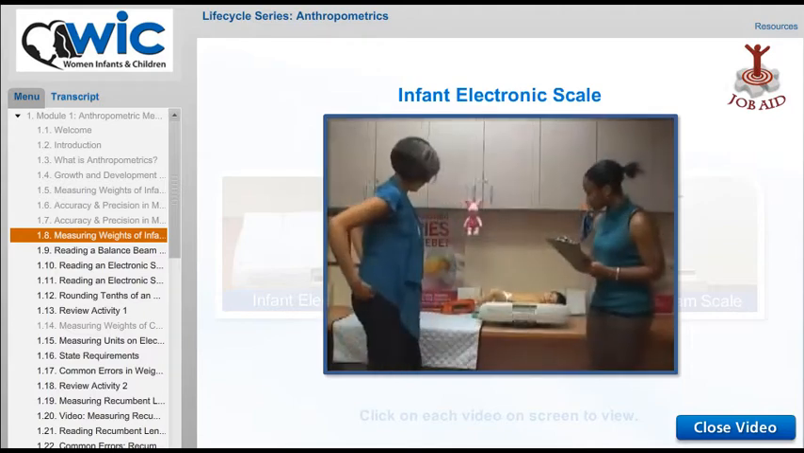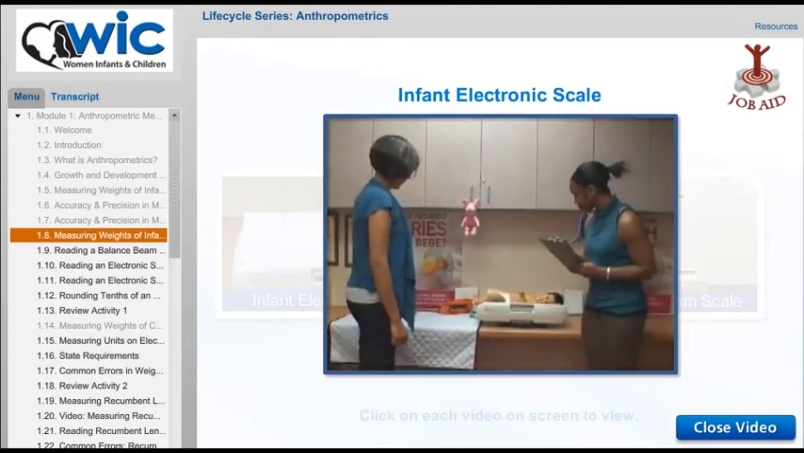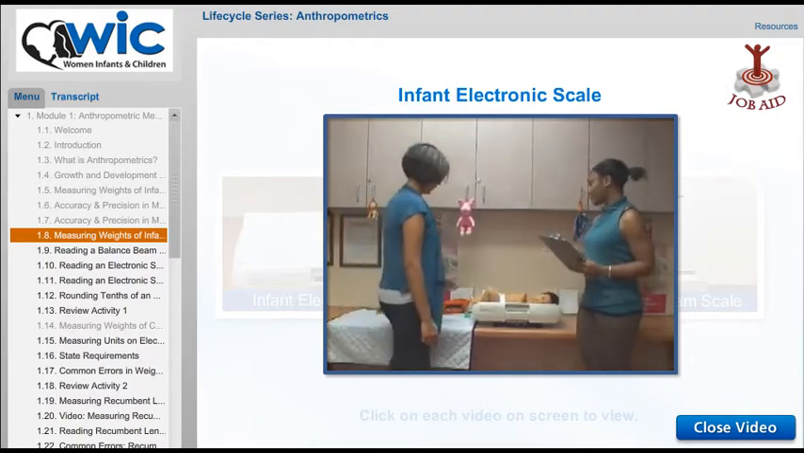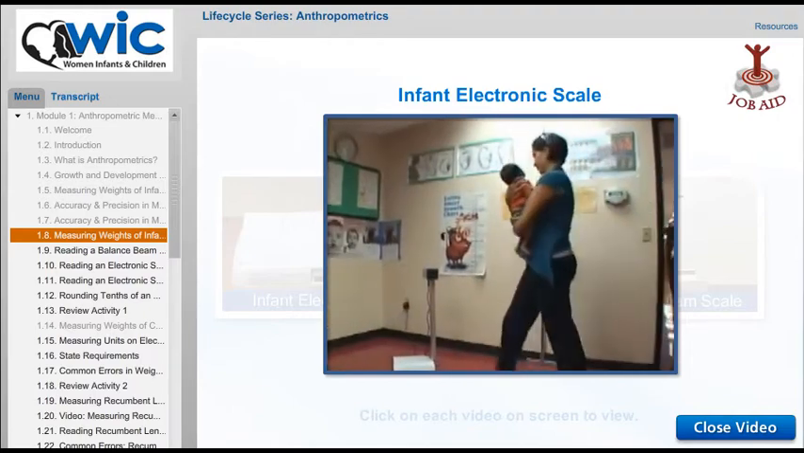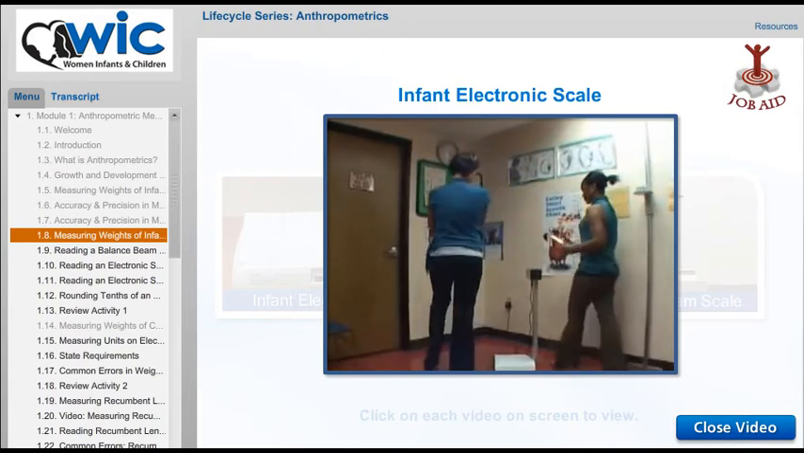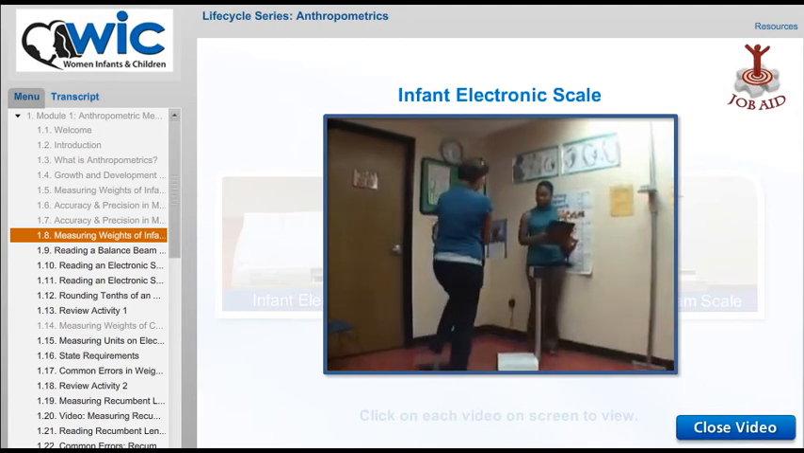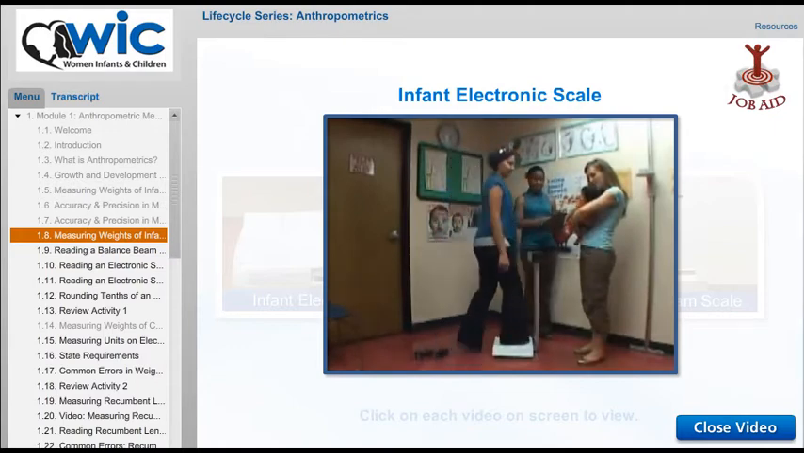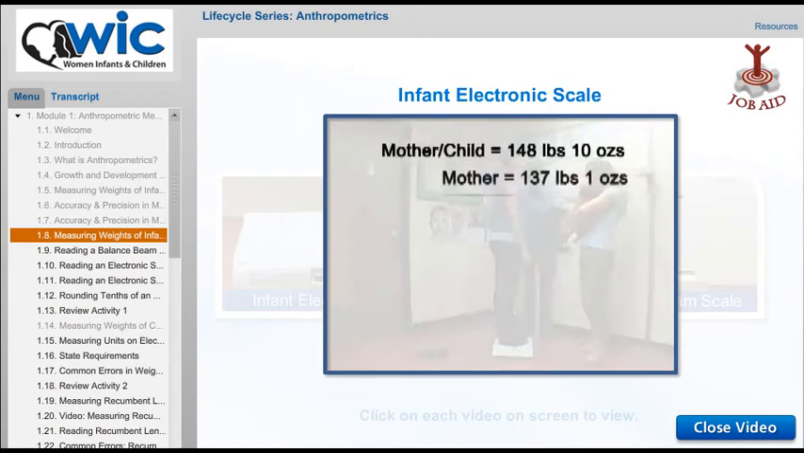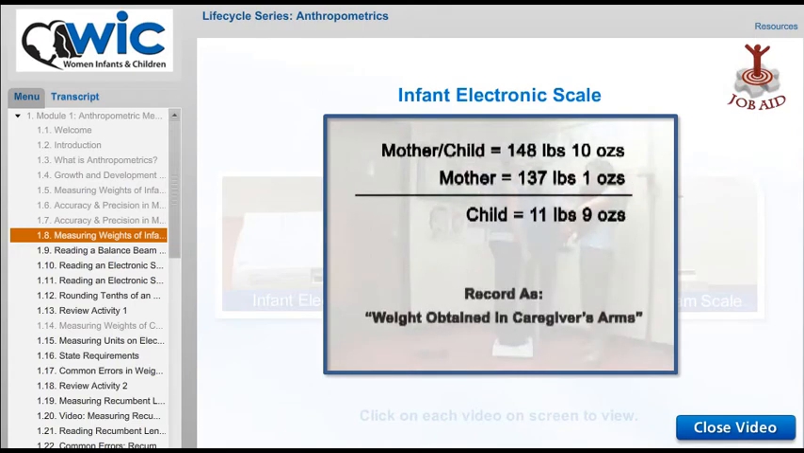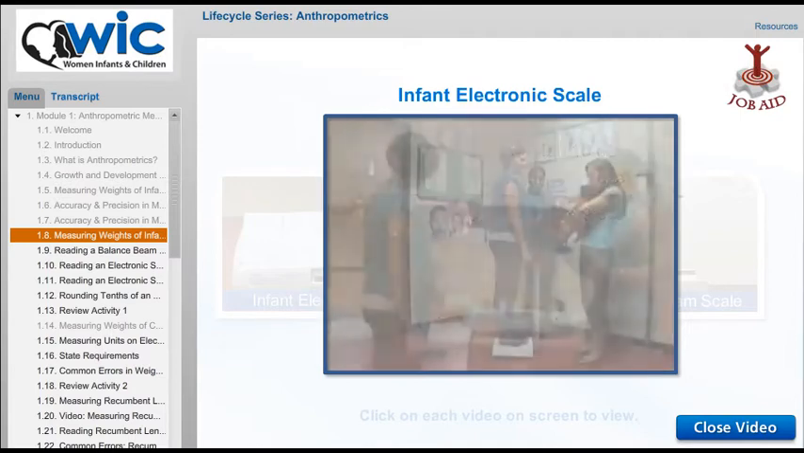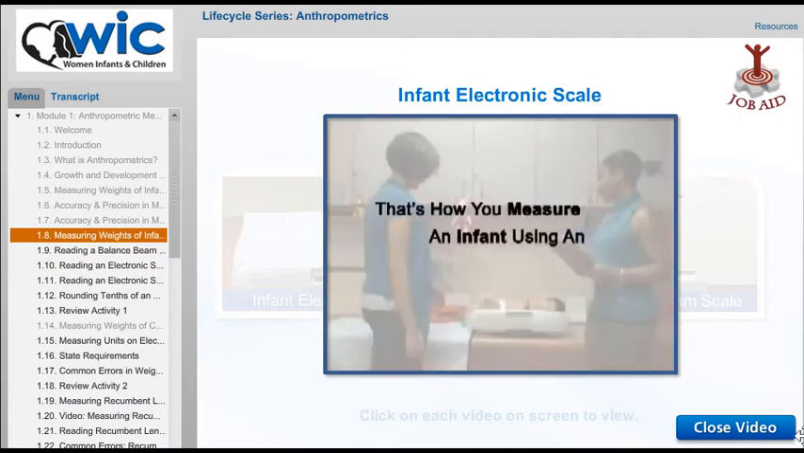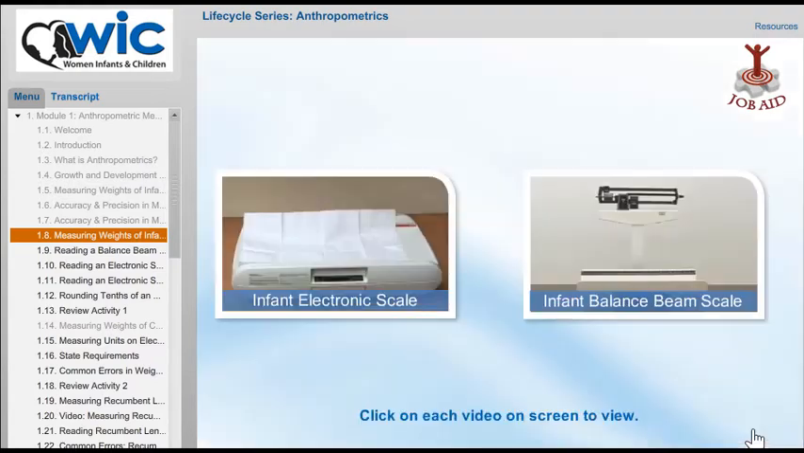Make every reasonable effort to obtain as accurate a measurement as possible by weighing the child alone, but we all know young children can sometimes be a challenge to manage. So if you find yourself in this situation, you can weigh the caregiver and child on the adult scale and then weigh the caregiver without the child. Then all you need to do is subtract the weight of the caregiver from the weight of the caregiver and child together, and you'll have the weight of the child. Record this measurement in the computer as weight obtained in caregiver's arms. That's how you measure the weight of an infant using an electronic scale.